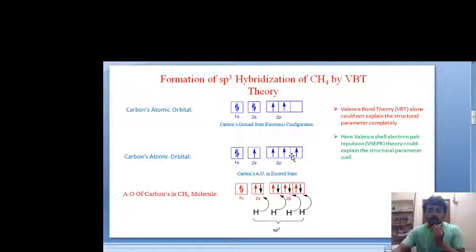Each of these four orbitals in the excited state contains one unpaired electron, so there are some vacant spaces. When they combine with hydrogen, the 1s electron could easily go into this vacant orbital. That's why here we observe hybridization. These are the hybrid orbitals because in this region they have the contribution of both the carbon atomic orbitals and the hydrogen atomic orbitals.